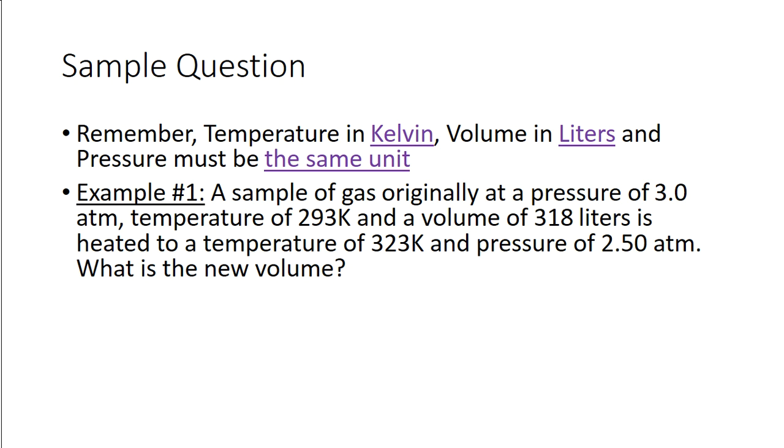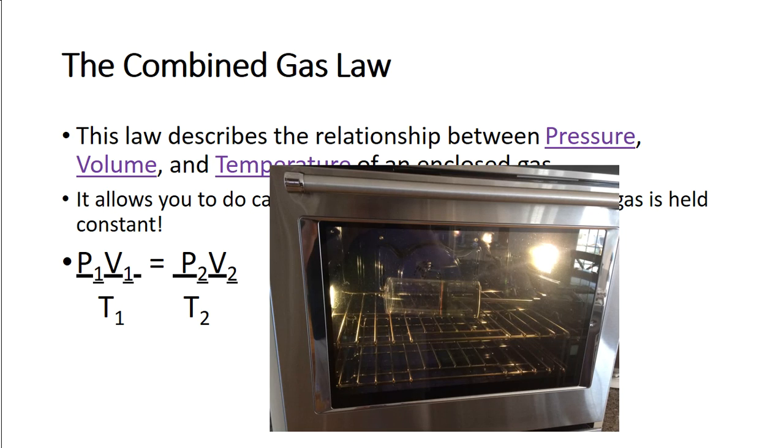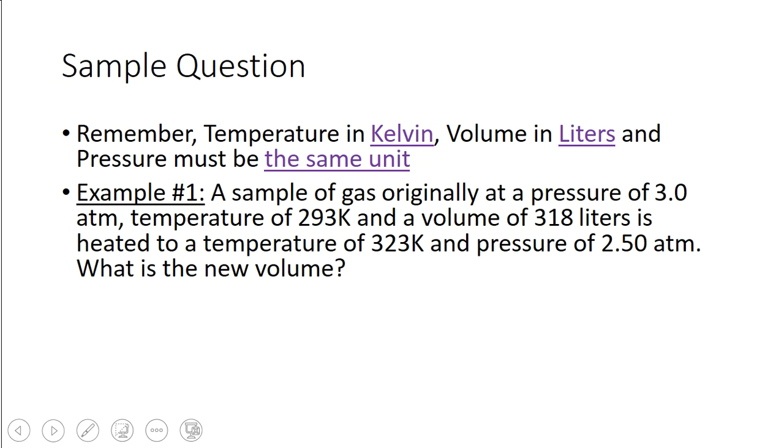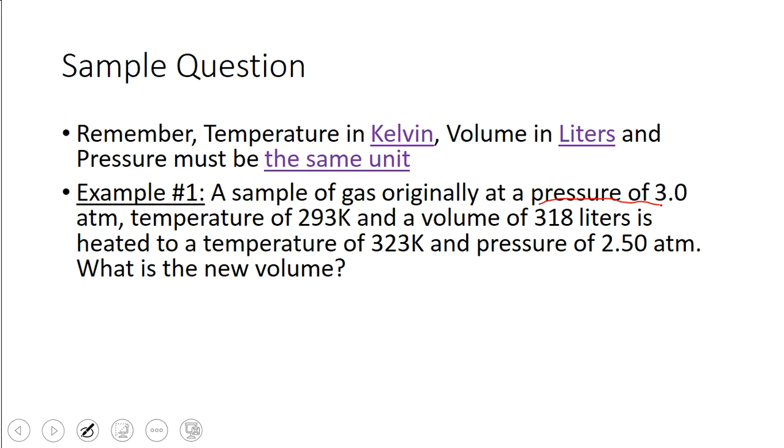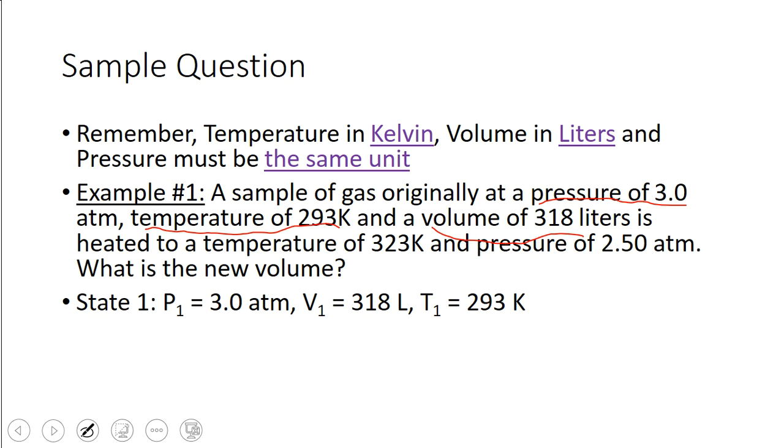So a sample of gas is originally at a pressure of 3 atmospheres. So you should make sure you look at pressure 3, temperature. Hopefully they'll all be together like this. So that means those three things are in the same state, right? A gas is originally at pressure 3 atmospheres, temperature 293 Kelvin, and volume 318. So the P1 is 3, the V1 is 318 liters, and the T1 is 293 Kelvin.